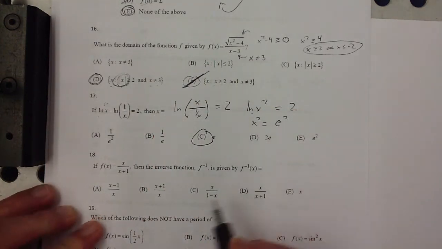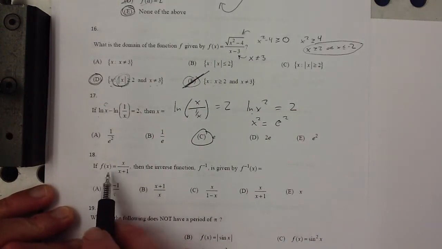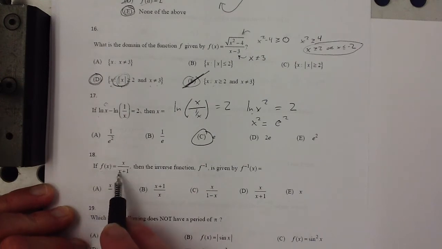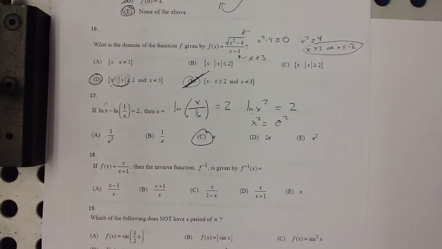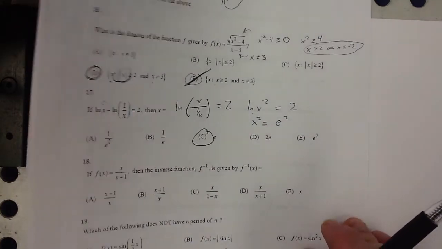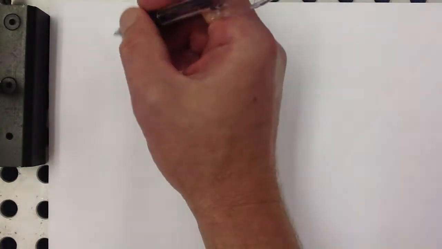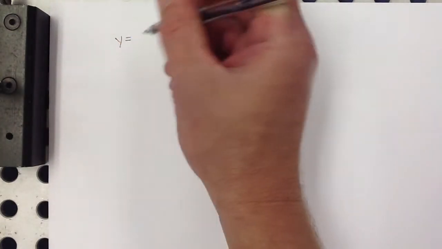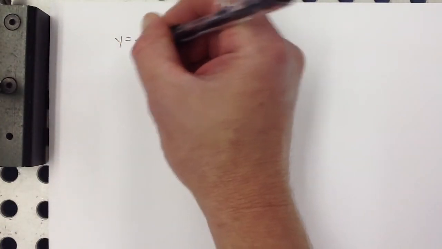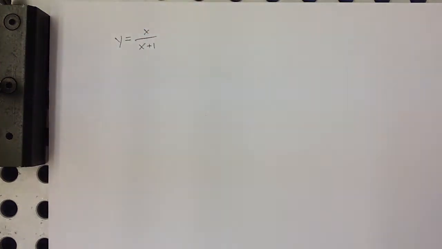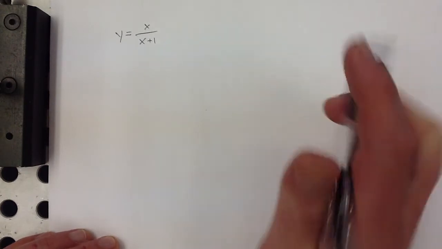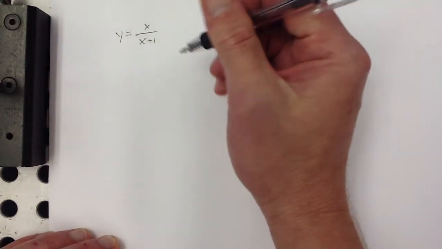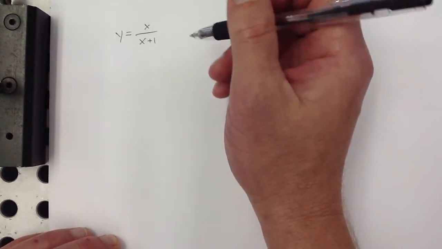So, happy days. And 18, if f of x is equal to x over x plus 1, then the inverse function, remember how to find inverse functions? I'm going to give myself a little bit of room here to do the algebra. While I'm setting that up, I could offer you the possibility, of course, you could try a number and see, just sort of guess and check it. I'll show you how to do that in a second if you're not sure what that means. But I'm going to do it algebraically.